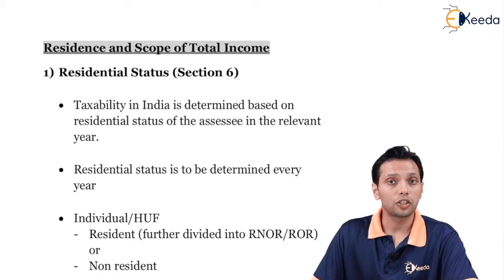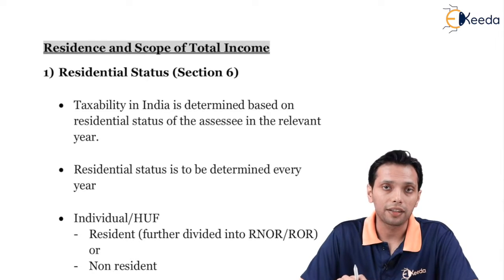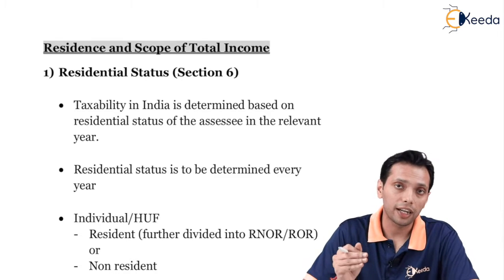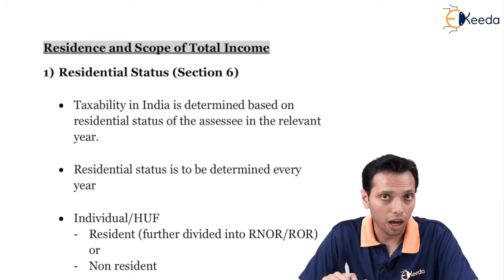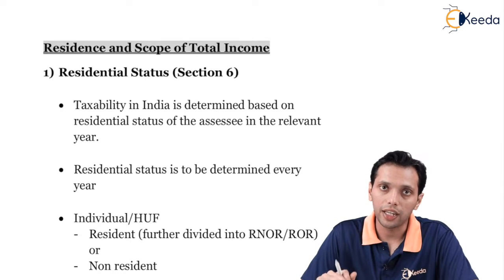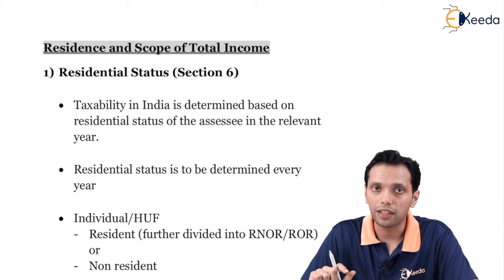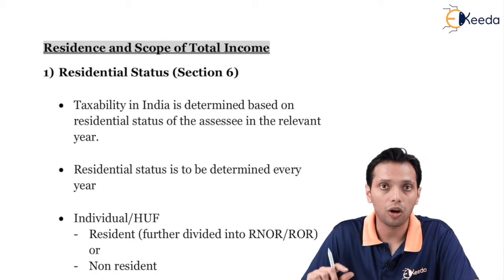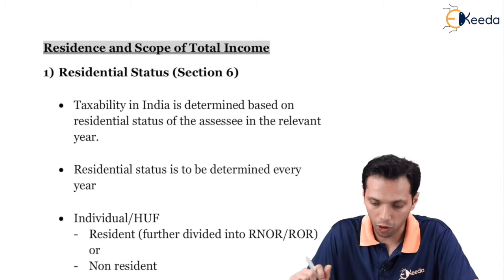And residential status is to be determined each and every year for individuals. The categories are resident and non-resident, and the resident category is further divided into RNOR and ROR. For categories other than individual and Karta of HUF, the criteria is only resident and non-resident, based on control and management, or based on POEM for the foreign company.